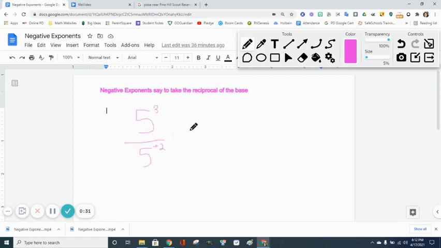I can take my numerator and put it over a denominator of 1, and I can take my denominator and make that into a fraction whose numerator is 1. 5 to the third times 1 is 5 to the third. 1 times 5 to the negative second power is 5 to the negative second power. Looking at the definition of negative exponents, I can simplify this first fraction by taking its reciprocal. And when I do that, my exponent becomes positive.